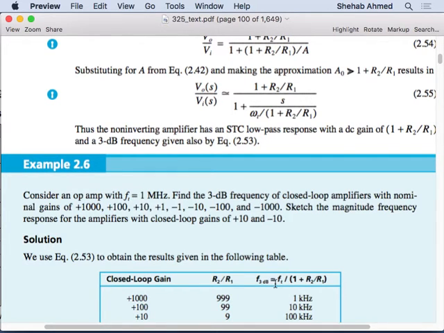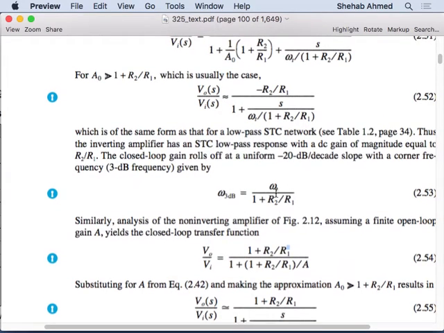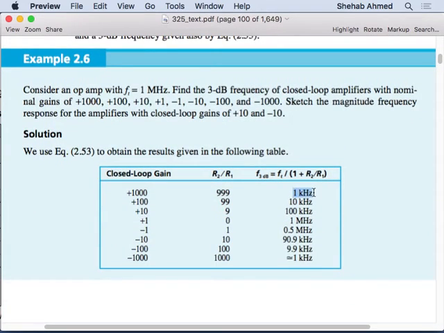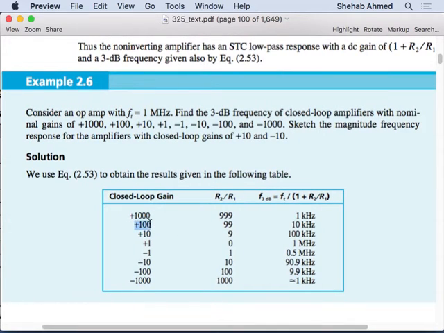The 3 dB frequency is from here, omega t over 1 plus R2 over R1. Okay? So what is that equal to? It happens to be 1 kilohertz for this gain. Same thing, go back to 1, you have a closed loop gain of 100.